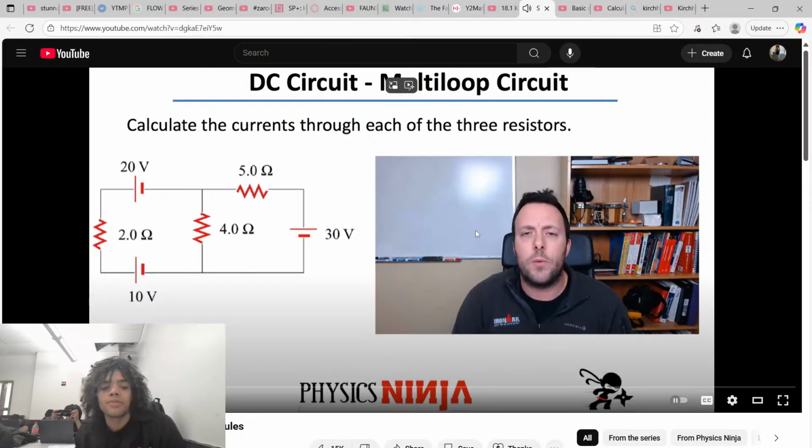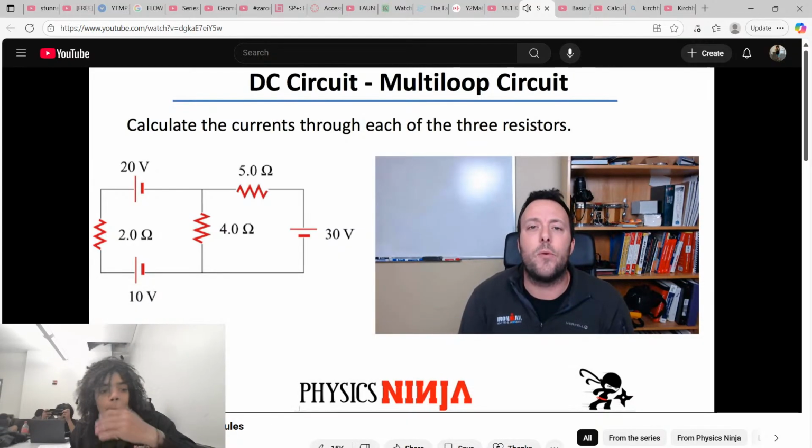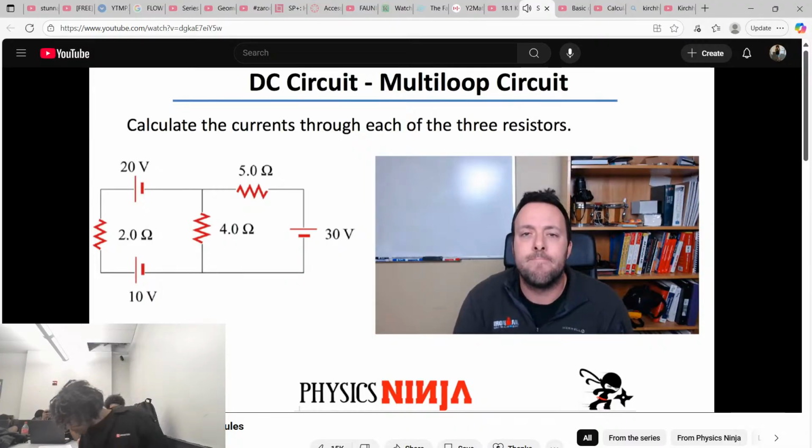So in order to do that, we're going to use Kirchhoff's rules, the loop rule and the junction rule, in order to set up equations and then solve for what the currents are.